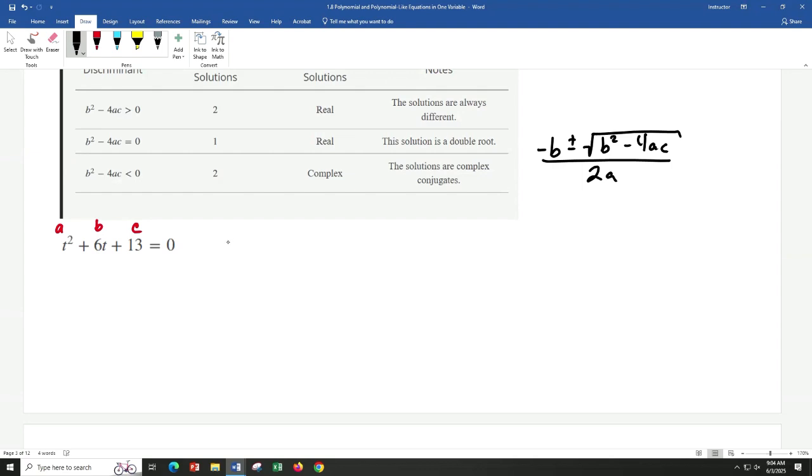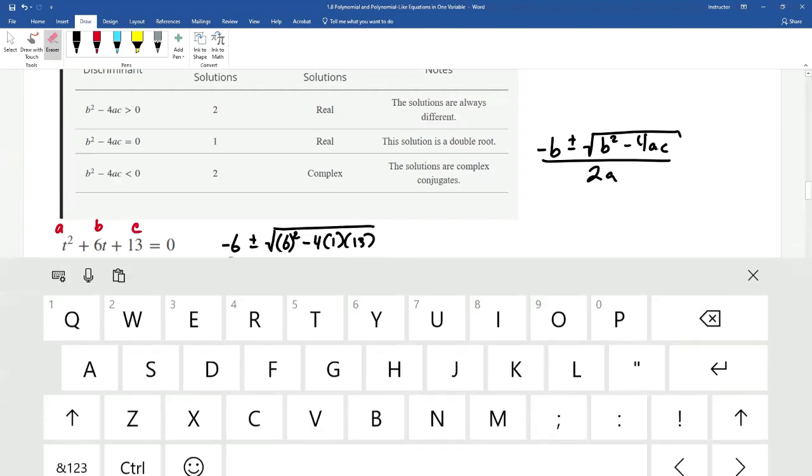Notice I've got a b, so let's do a negative 6 plus or minus 6 squared. I always put a parenthesis around that. Minus 4 times 1 times 13. And then we've got 2 times 1 is equal to. Oh, sorry, 2. Where'd my math go today? I put 0, so.